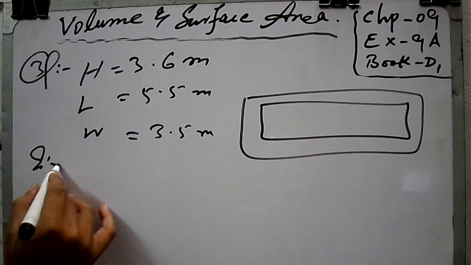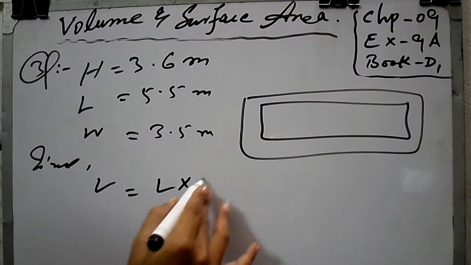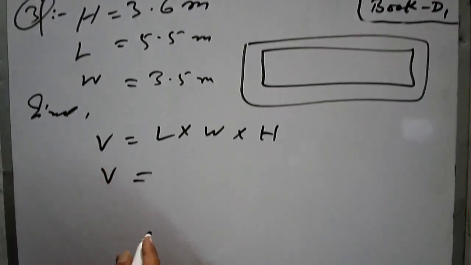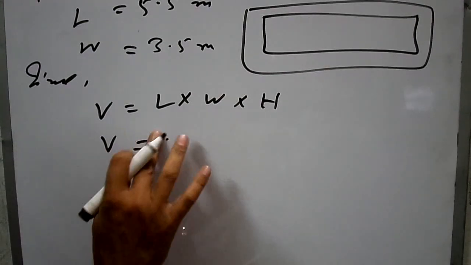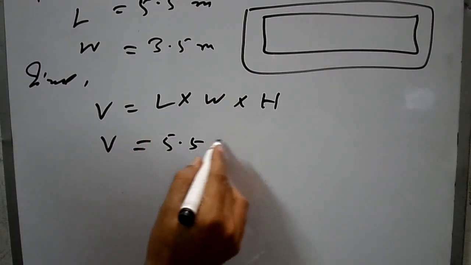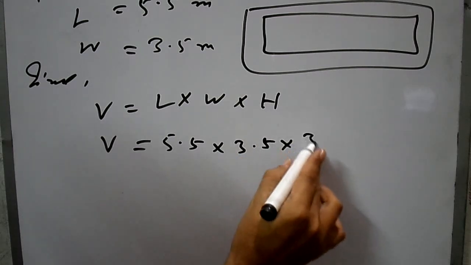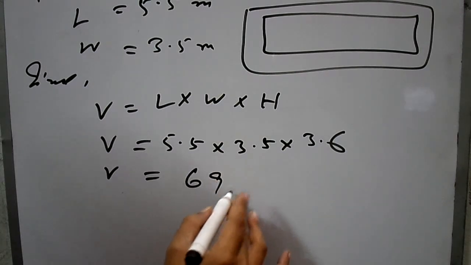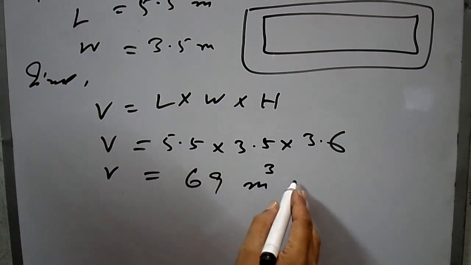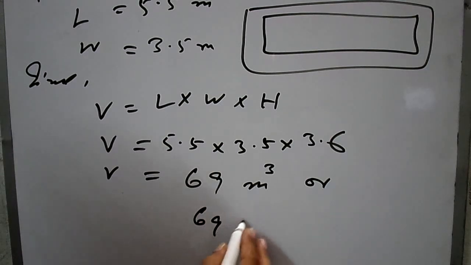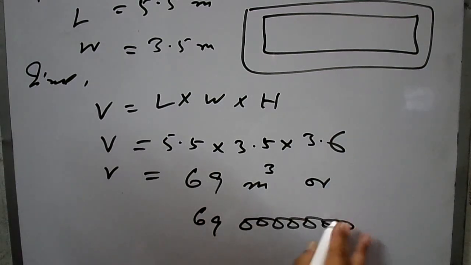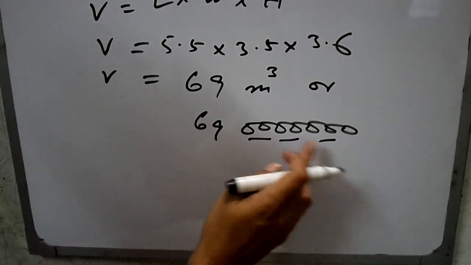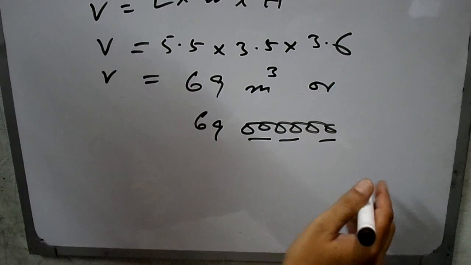So since we have a formula, that is volume is equal to length into width into height, so you have to put the values here. After putting the values, you will get the volume is 69 meter cube, or you can say that 69,246 centimeters cube.